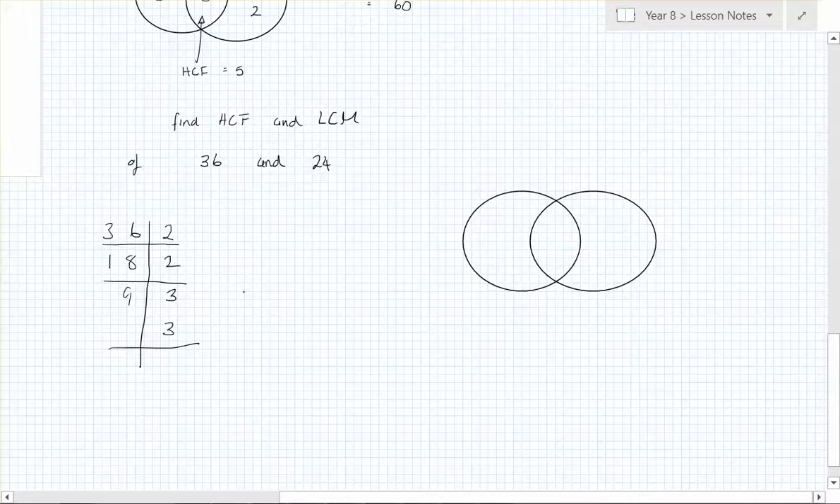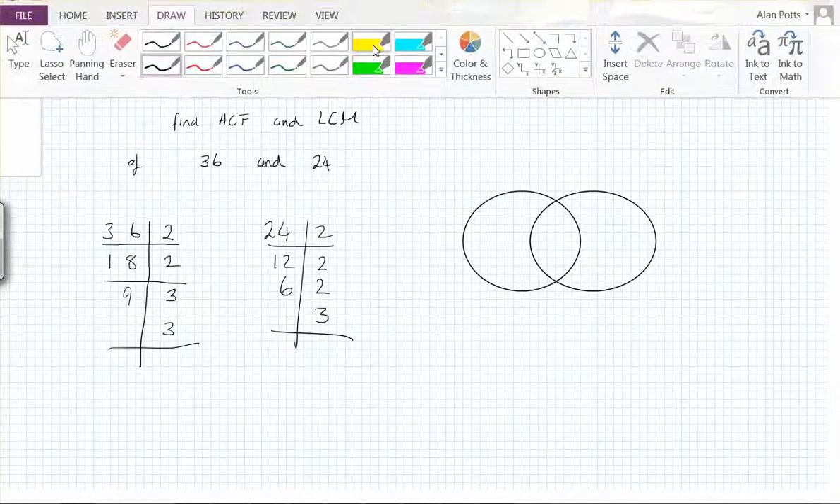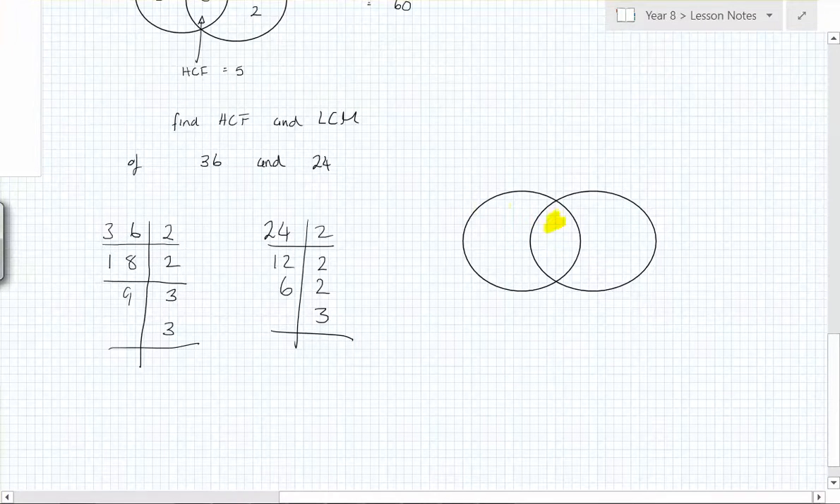Good with that? Right. 24 is 2, which makes 12. That's 2, which makes 6, which is 2 and 3. So just remember, this middle section is where I write any numbers that appear in both lists. So I've got a 2 there and a 2 there, so I'm going to write 1, 2. I've got another 2 and another 2. Then I've got a 3 and a 3.